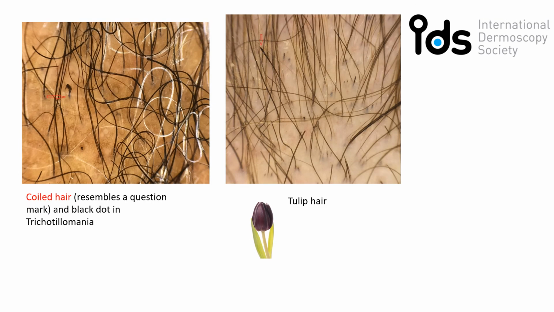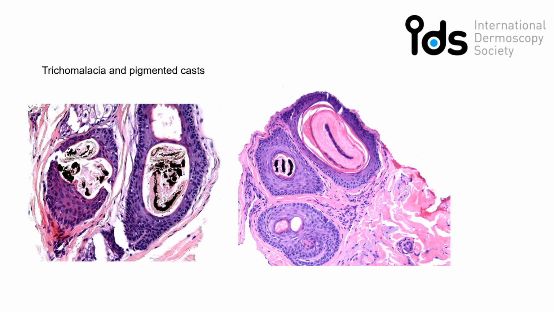Look at the coiled hair. It does look like a question mark. And we have black dots, which are types of broken hairs, as we discussed. Tulip hair is where the tip is a little bit darker. On biopsy, they correspond to distorted hair shafts in the follicular canals, trichomalacia, with a drop of the pigment from the cortex in the follicular canal called pigmented casts.